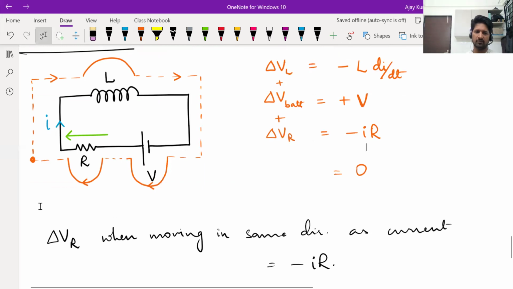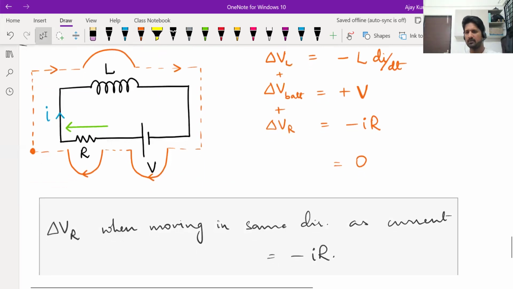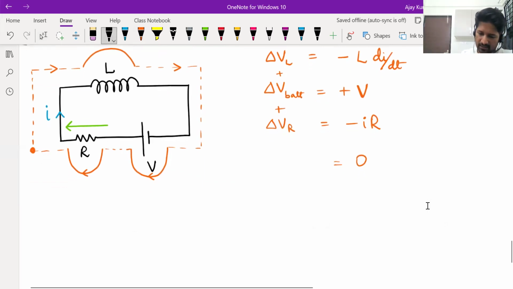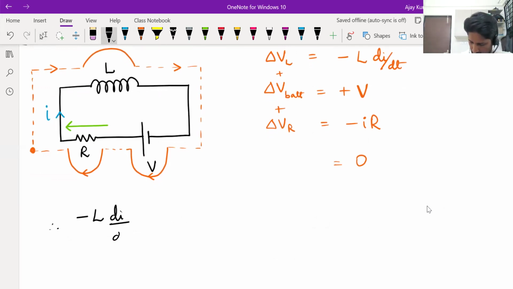Therefore, the KVL equation for this loop would be minus L di by dt plus V minus IR is equal to 0. After that, you may integrate and find out current as a function of time. We'll go to that also. But basically, this is how you include an inductor in the KVL equation.